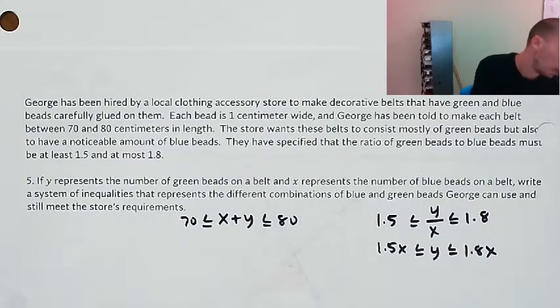If you think about what it means for the ratio of green to blue to be between 1.5 and 1.8, then green is going to need to be between 1.5x and 1.8x.